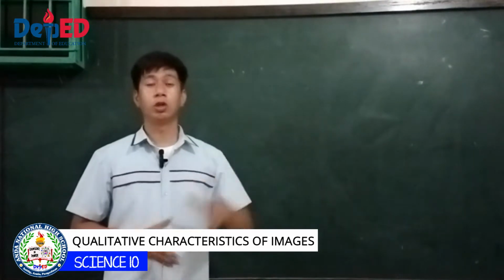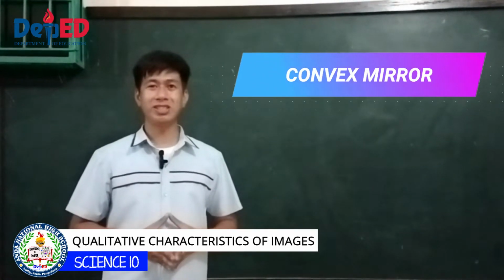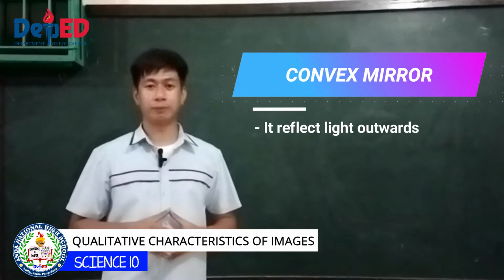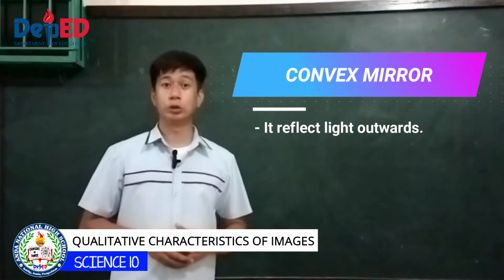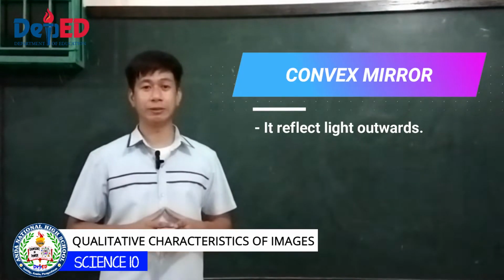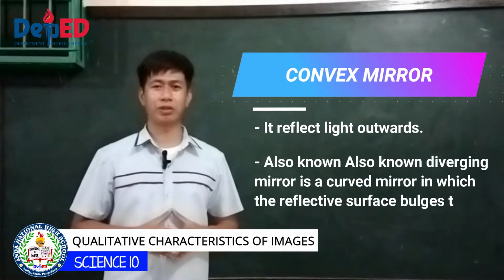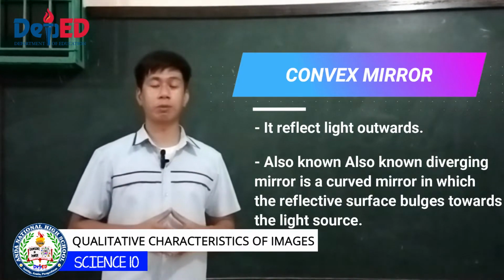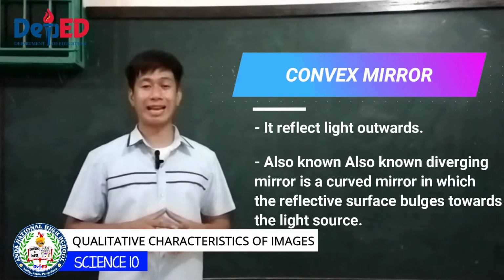Number two, convex mirror. This type of mirror reflects light outward. Therefore, they are not used to focus light. It is also known as diverging mirror, in which the reflective surface bulges towards the light source.